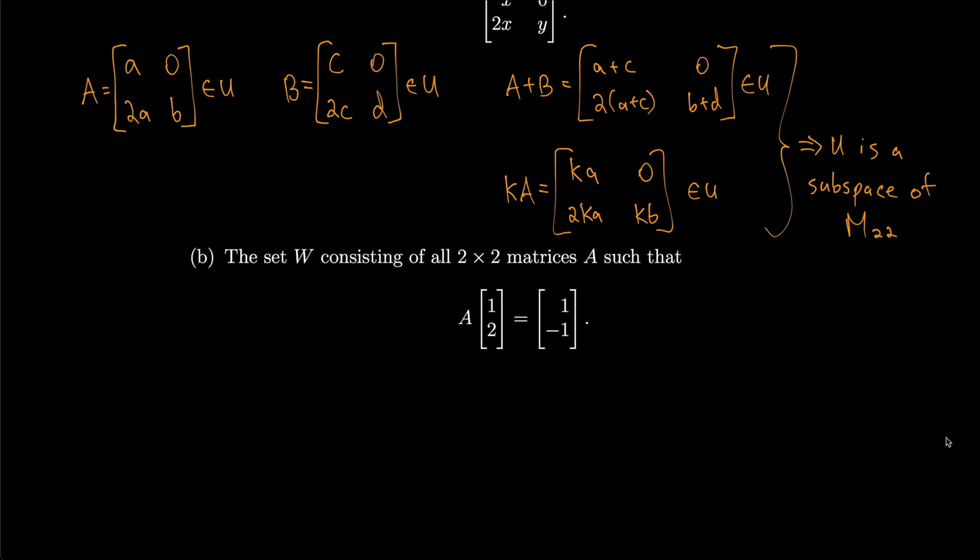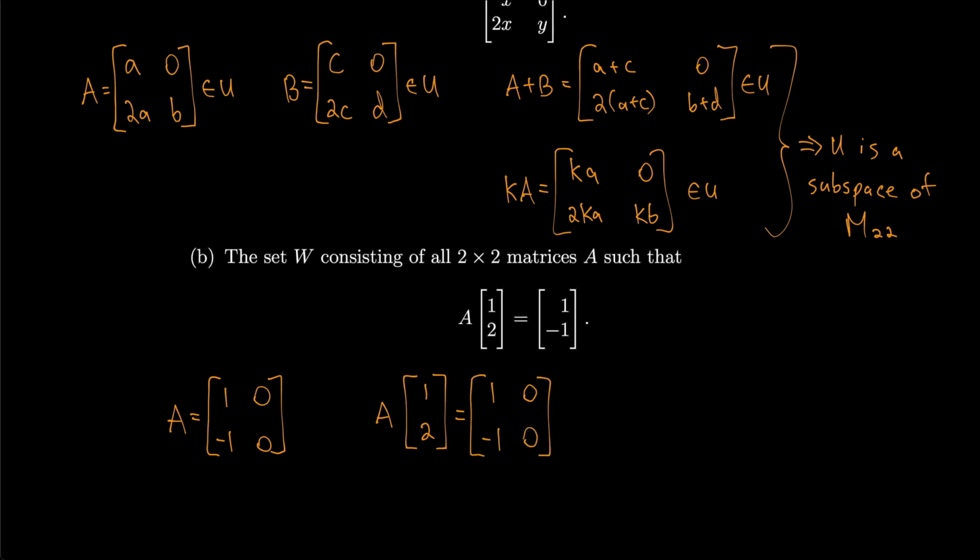Okay, how about this next set, W, consisting of all 2 by 2 matrices A, such that A times 1, 2 is equal to 1, minus 1. So we'll take A equals 1, 0, minus 1, 0, and we've got A times 1, 2 is equal to 1, 0, minus 1, 0, times 1, 2, and that's equal to 1, minus 1.